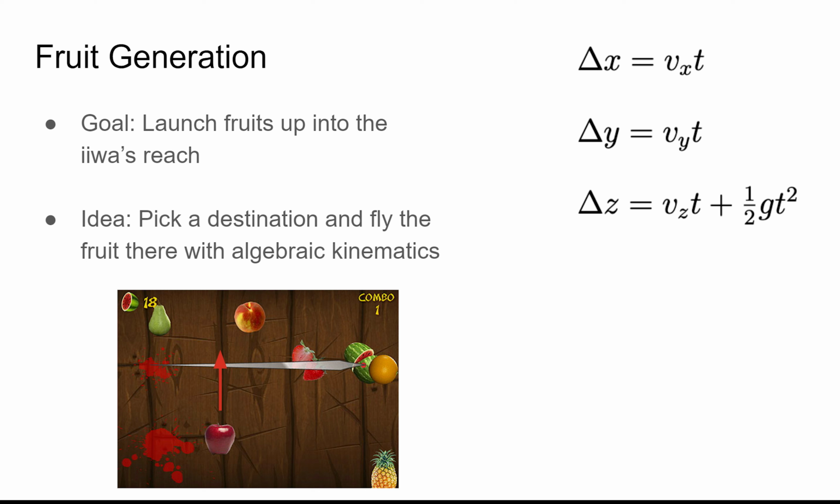In order to generate random fruit trajectories, we decided to randomly generate a point within reach of the iiwa and randomly generate a starting position under the robot. Then we used kinematic equations to set the initial velocity of the fruits. This way, the fruits would appear to be flying upwards into the robot's view.